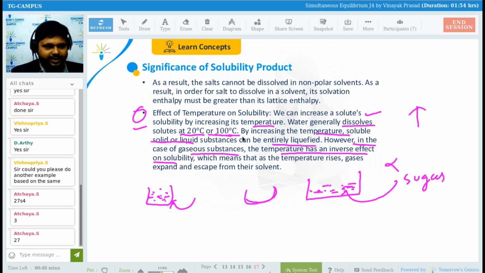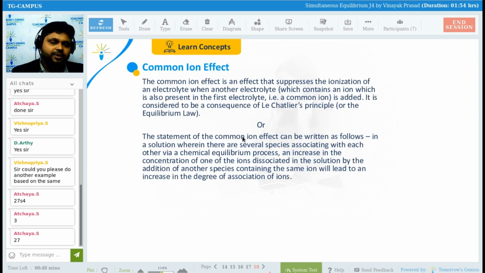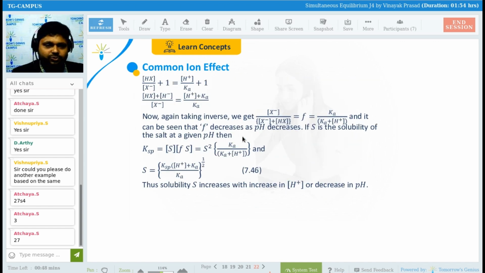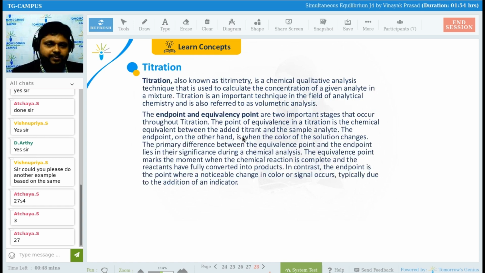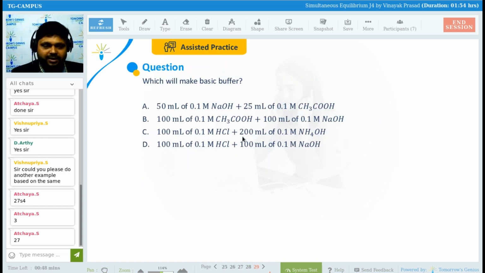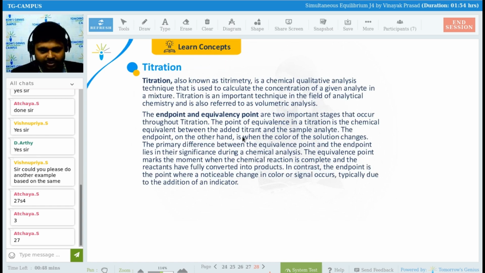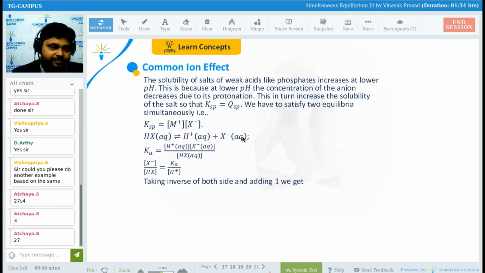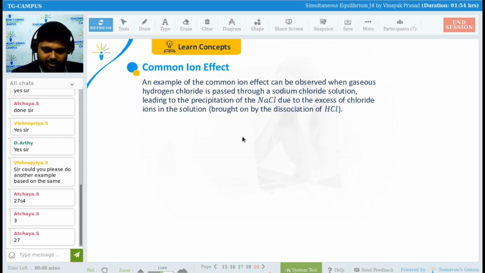So what will be the effects of temperature in case of solubility? That we have seen, right? Now we are going to see another topic, that is what? Common ion effect. So what do you mean by common ion? What is the meaning of common? You are a student of mathematics. I hope everybody knows what common is. Even you are using this term common in your square roots, and even in your chapter, that is what?